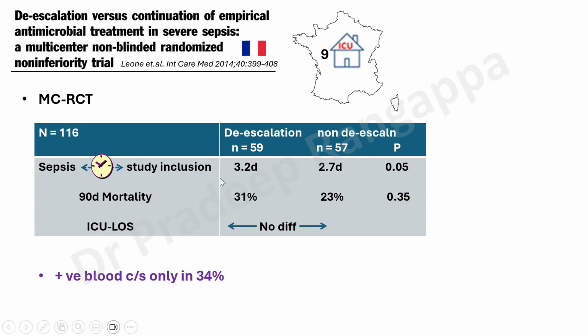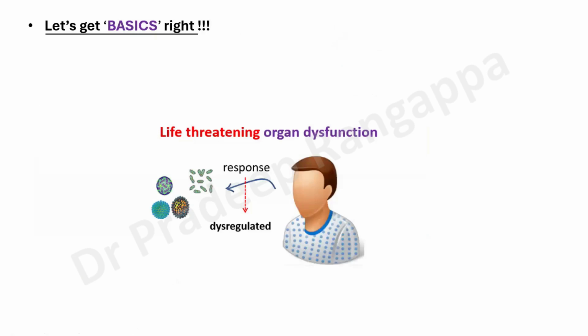Why this is important in severe sepsis is that blood culture positivity happened in only 34%. So only 30 to 40% of the blood cultures we send in severe sepsis come positive, which means the remaining 60% of the patients we may have to be treating empirically. And that's where the choice of de-escalation becomes difficult.